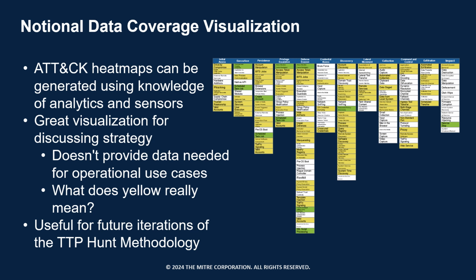Since the bar is very high for detecting all possible implementations of a technique, under this metric, most techniques will fall under no coverage or some coverage. The likelihood of having complete coverage is very small. It is important to note that with an assessment like this, it only informs you what TTP coverage is possible, not what is actually being detected.